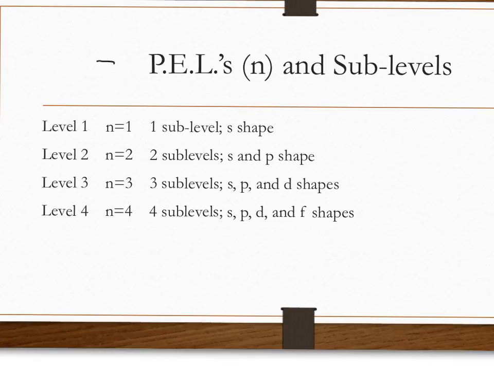The number of sublevels depends on the PEL, the electron energy level. You can see here level 1 only has 1 sublevel, and that is the S shape, which is just a spherical shape. When you go up to level 2, you have 2 sublevels. Level 3 has 3, level 4 has 4. You can see that every electron energy level has an S-shaped sublevel. Then P comes next, and then D after that, and when you get to level 4, it has all 4 sublevels: S, P, D, and F. As you continue up through levels 5 and 6, you find that that is true as well. You have the 4 different sublevels.